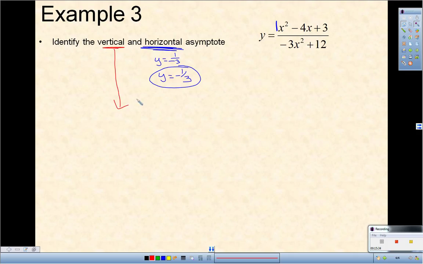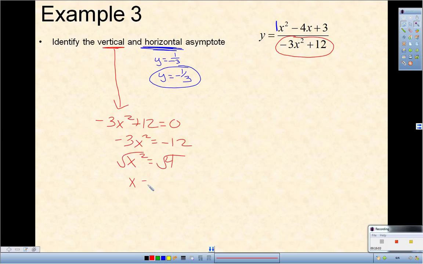My vertical asymptote is going to take a little bit more work. Remember, the vertical asymptote occurs wherever the denominator is 0, or wherever the function is undefined. So I'm going to have negative 3x squared plus 12. I'm going to set that equal to 0. I know it's a quadratic, so I'm going to have two answers. So if I try to solve this for x, I'm going to have negative 3x squared equals negative 12. I'm going to divide by negative 3, so that's going to give me 4. And then I'm going to take the square root, and so that's going to give me plus or minus 2. So I have two vertical asymptotes.